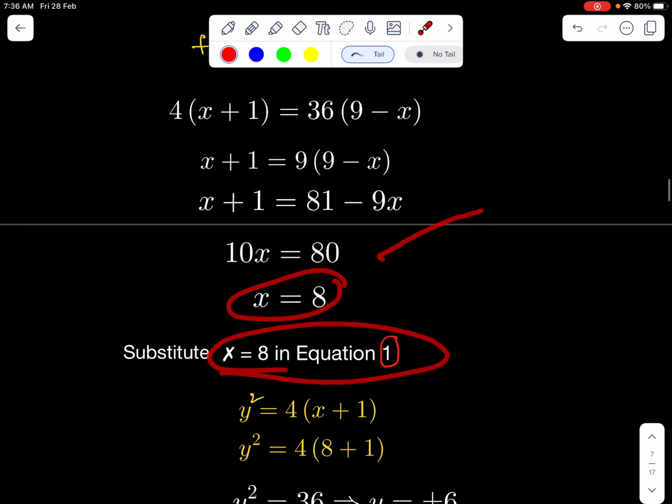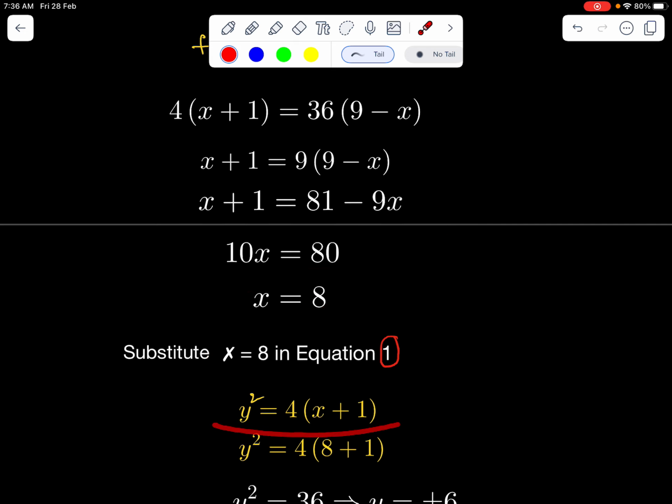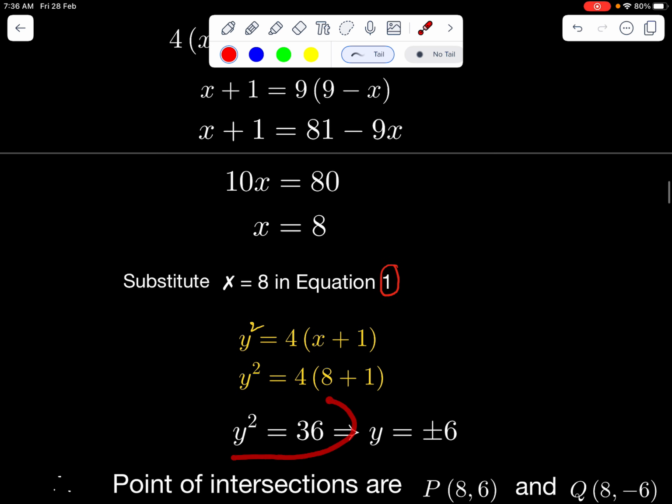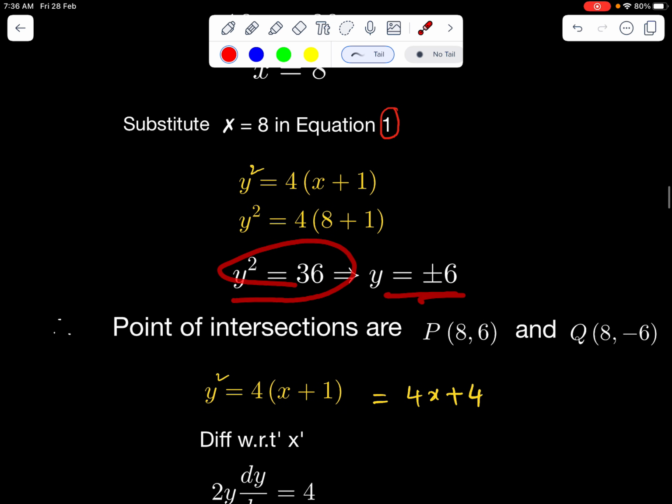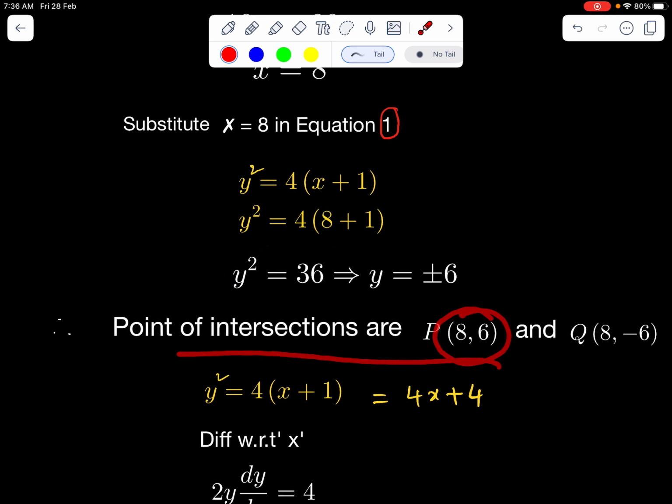Substitute the value x equal to 8 in the first equation. The first equation y square equal to 4 into x plus 1. Therefore, y square is equal to 36, y is equal to plus or minus 6. Therefore, the points of intersection are P 8 comma 6 and Q 8 comma minus 6.